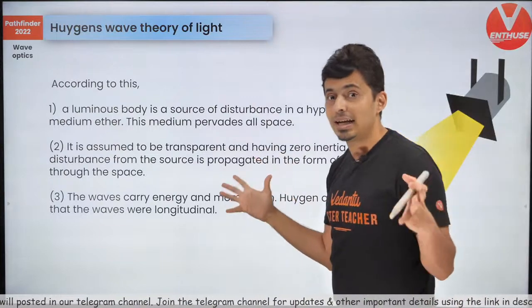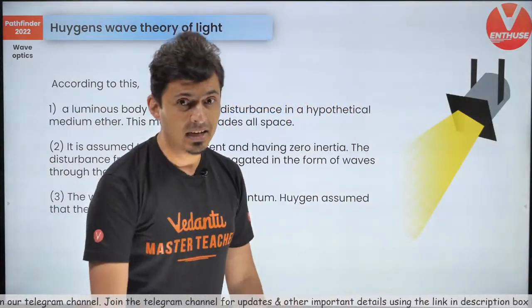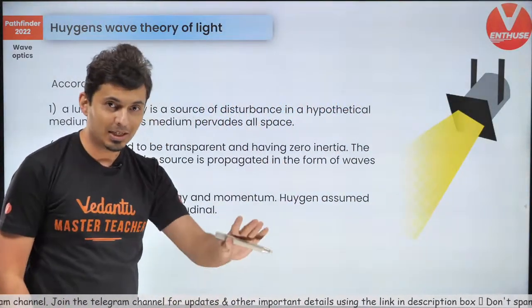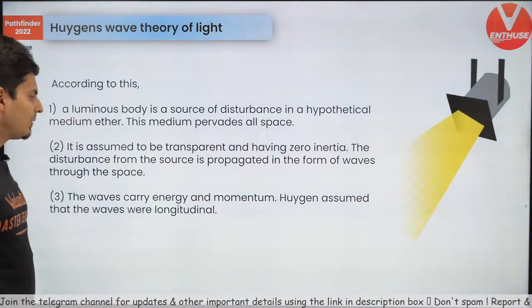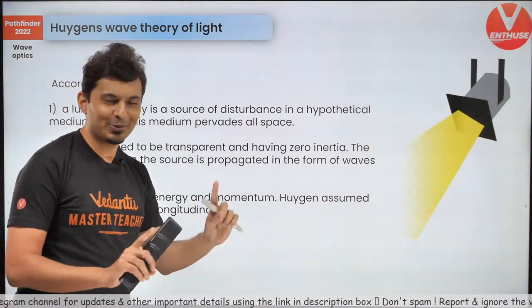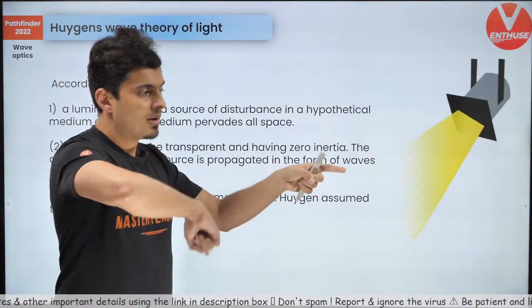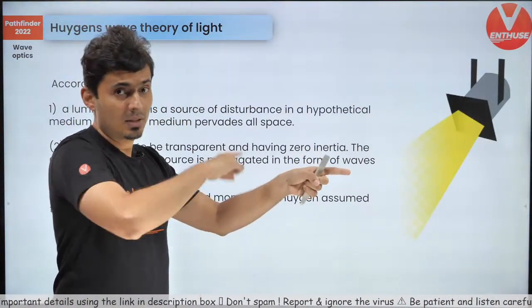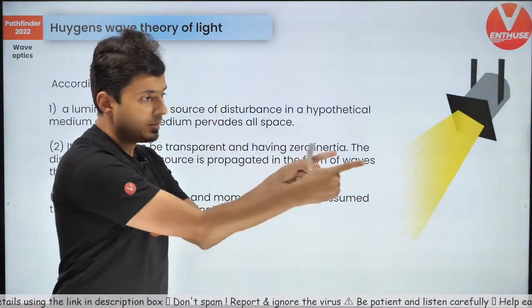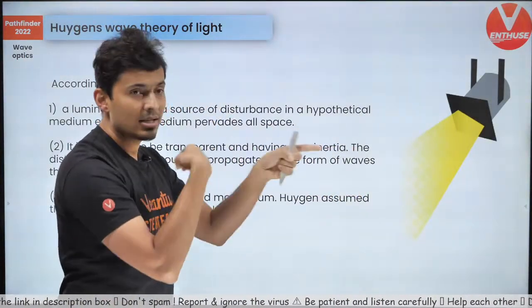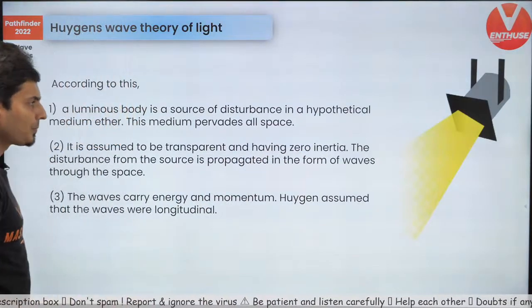And he assumed that light is a longitudinal mechanical wave, which is also wrong, let me tell you. Light is a transverse wave. I hope you remember the difference between longitudinal and transverse. When a wave goes here, if the particles oscillate this way, it is transverse, that is perpendicular. Whereas if the particles oscillate in the same direction, then that is longitudinal.